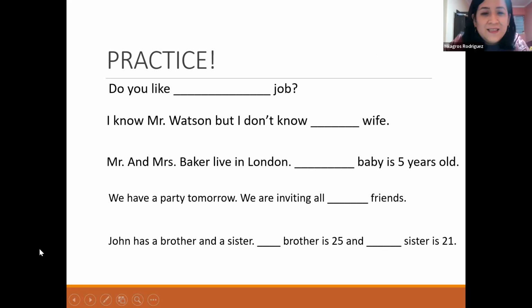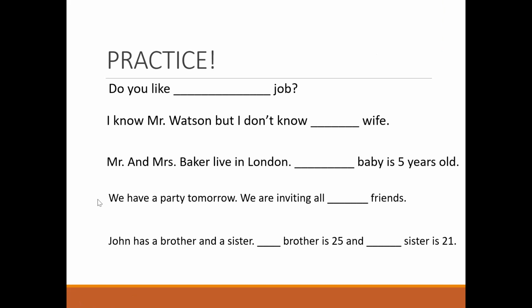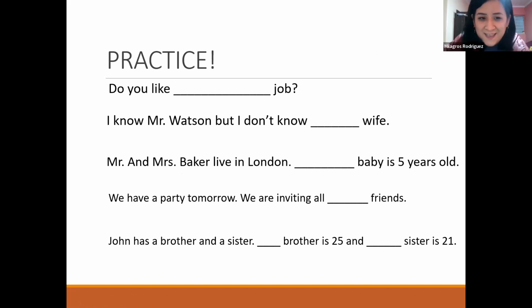Michael, can you read the third, please? Yes, Miss. Mr. and Mrs. Baker live in London. Their baby is 5 years old. Excellent. Mr. and Mrs. Baker live in London. So it's a group of people, so it's they, right? And what is the possessive adjective for they? It's their. Their baby is 5 years old. Good.